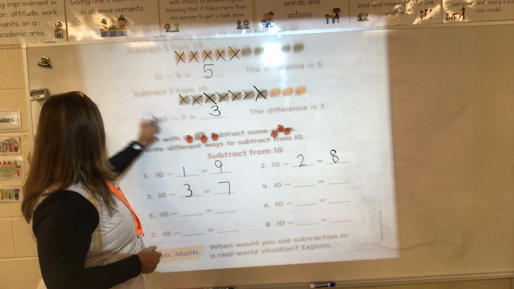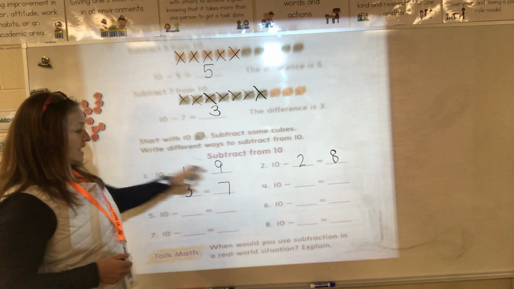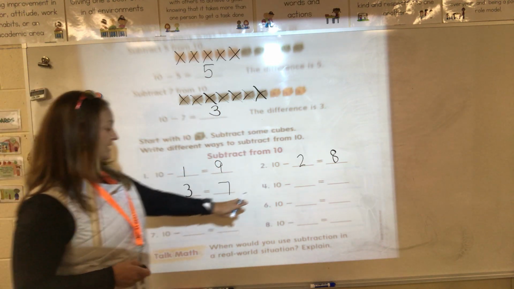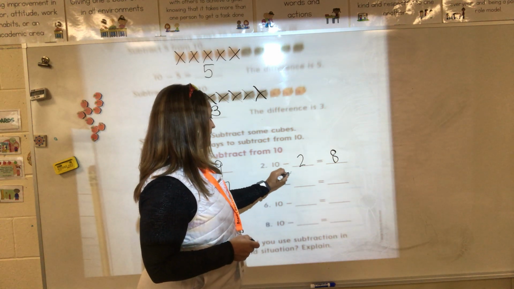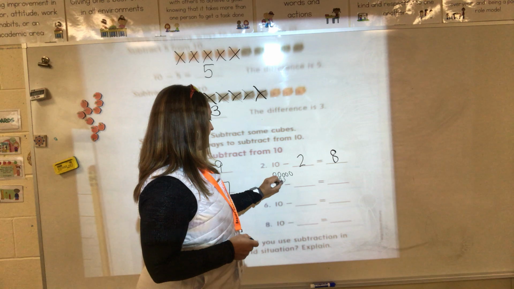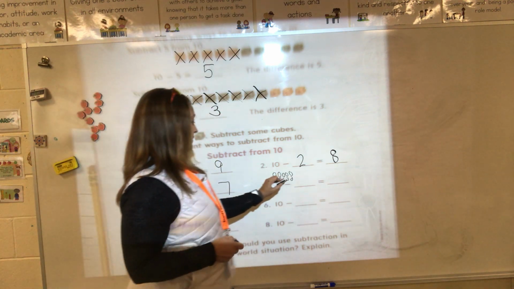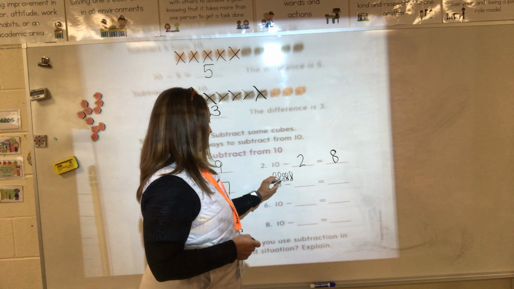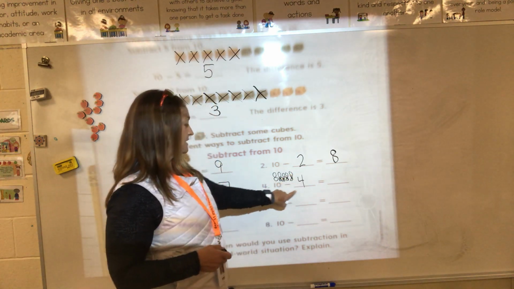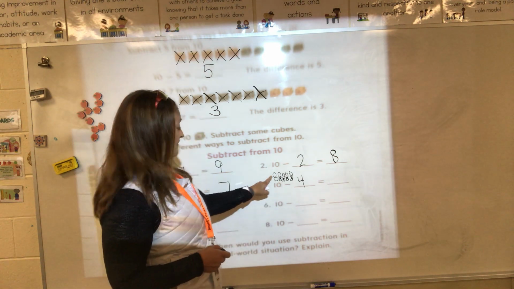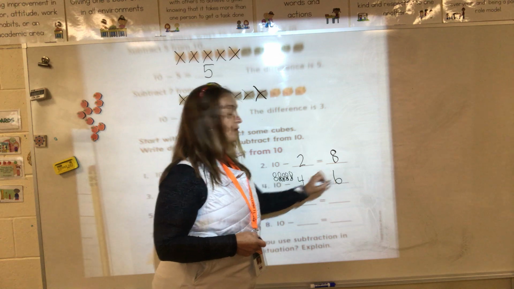So if you don't want to use counters and you just want to draw it, then I'm going to have to start with 10. 1, 2, 3, 4, 5, 6, 7, 8, 9, 10. I took 3, so now I'm going to take 4. 1, 2, 3, 4. 10 minus 4, I have 5 on the top, plus 1 more is 6. 10 minus 4 is 6.